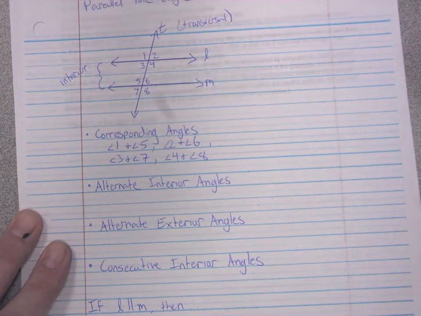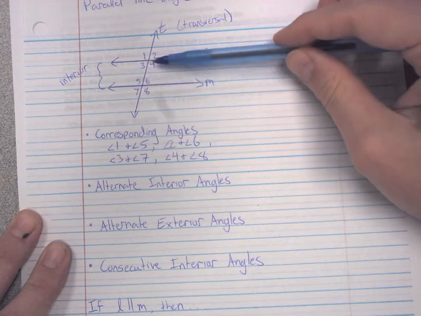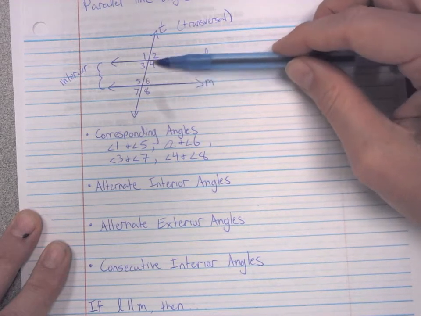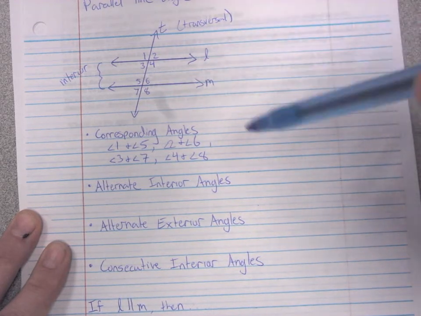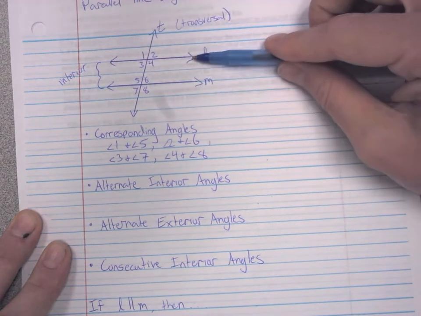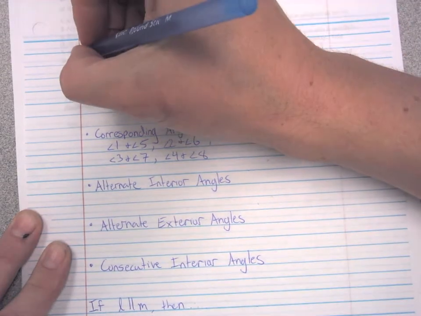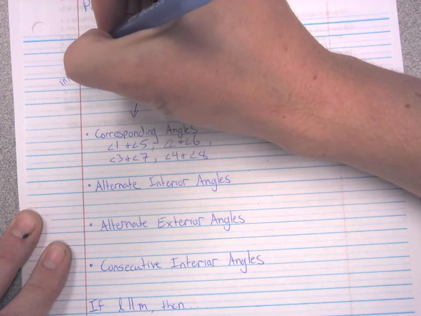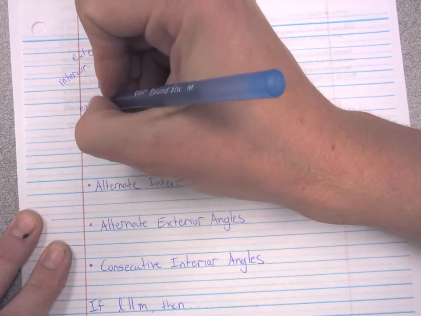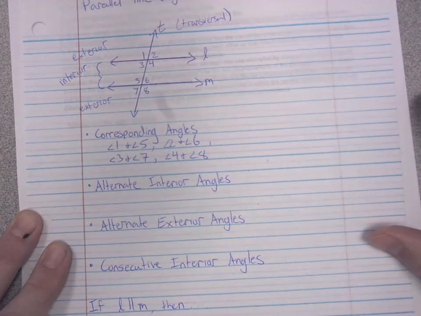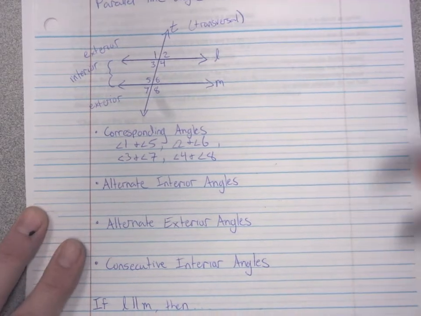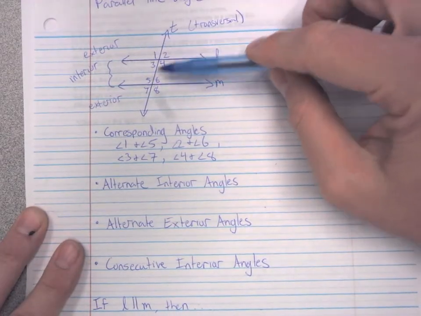Okay, so this is the interior. 3, 4, 5, and 6 are all interior angles because they're between L and M. Over here, above L and below M is our exterior section. Exterior just means outside, interior means inside. So here's the 4 inside angles, and here's the 4 outside angles.